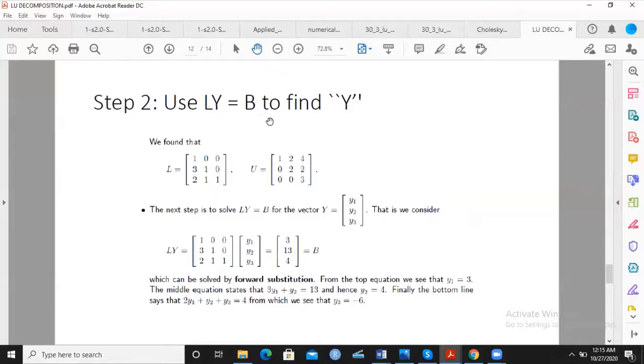I have Ly is equal to B. L I have now obtained, and Y is not known to you. You will say Y1, Y2, Y3, and B is given to you. Now you can see that in the first row, you will have Y1 is equal to 3. Then you will have 3Y1 plus Y2 is equal to 13. Solve it and find Y2 and so on. So you will find Y3 is equal to minus 6. All right, you are done with step 2.